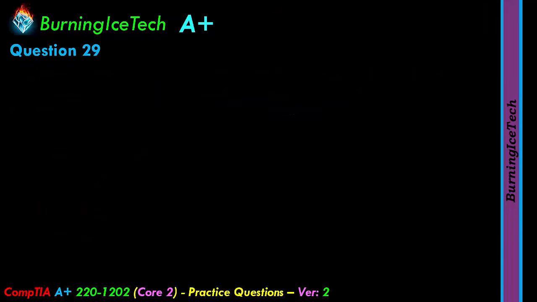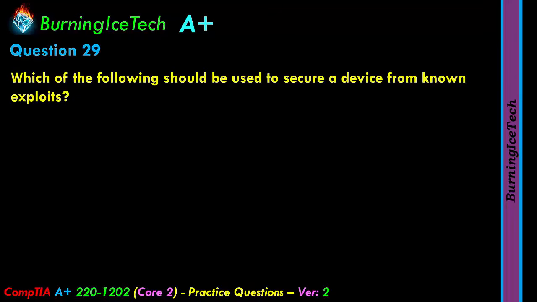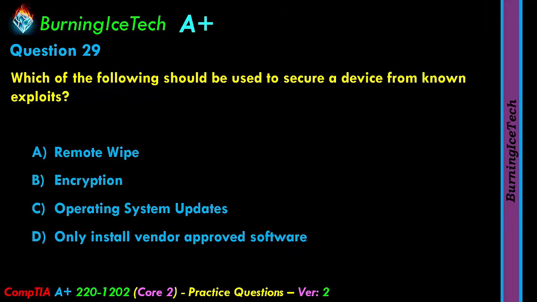Question 29. Which of the following should be used to secure a device from known exploits? Is it remote wipe? No, guys. Remote wipe is generally used if you've misplaced a device and you're concerned somebody's going to get a hold of sensitive information. So, assuming the device is still turned on, it hasn't died yet, so the battery is still alive, you can go and send this device remote instructions to go and wipe itself so that the data does not land in the wrong hands if there happens to be something sensitive on it.